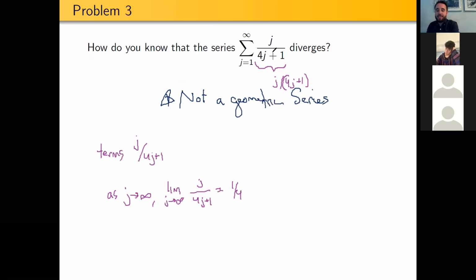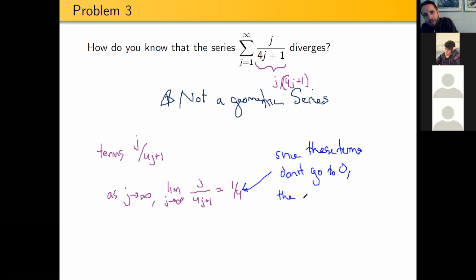So this was called the test for divergence. And we can say that since these terms don't go to 0, the series diverges. And that was the so-called test for divergence.